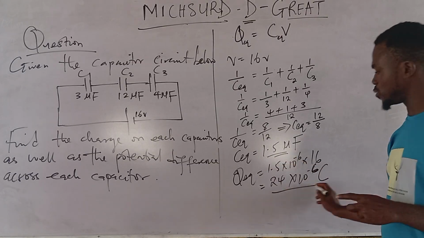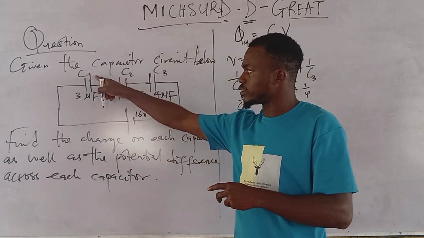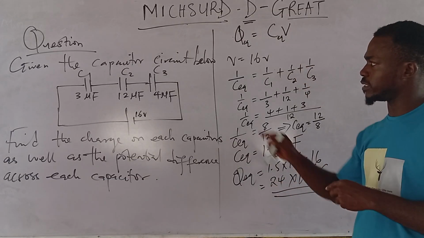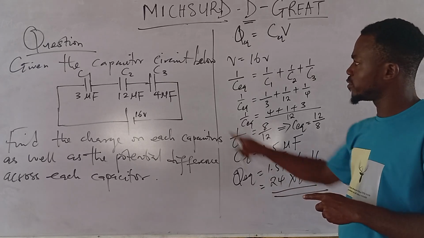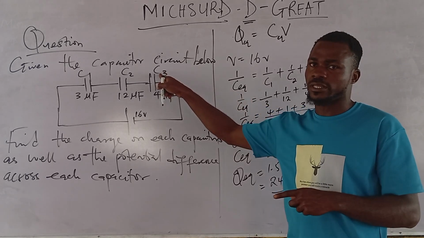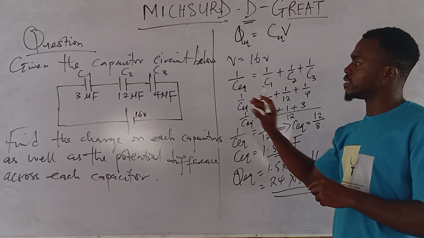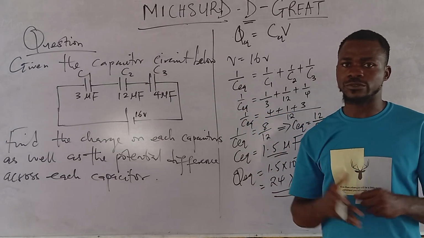Now this charge which we have calculated is the charge in capacitor C1. So the charge in capacitor C1 is 24 times 10 raised to the power minus 6. In capacitor C2 it is the same value. The charge in capacitor C3 is also the same value because they are in series, so the same charge flows through them.